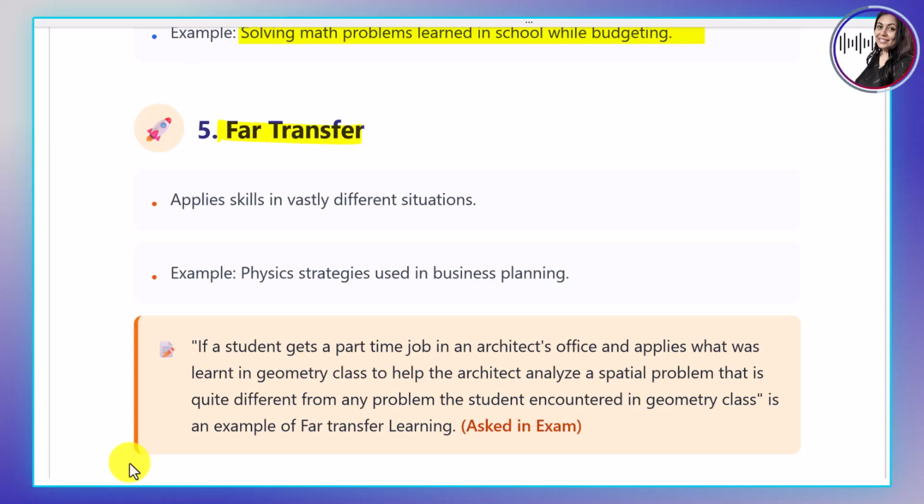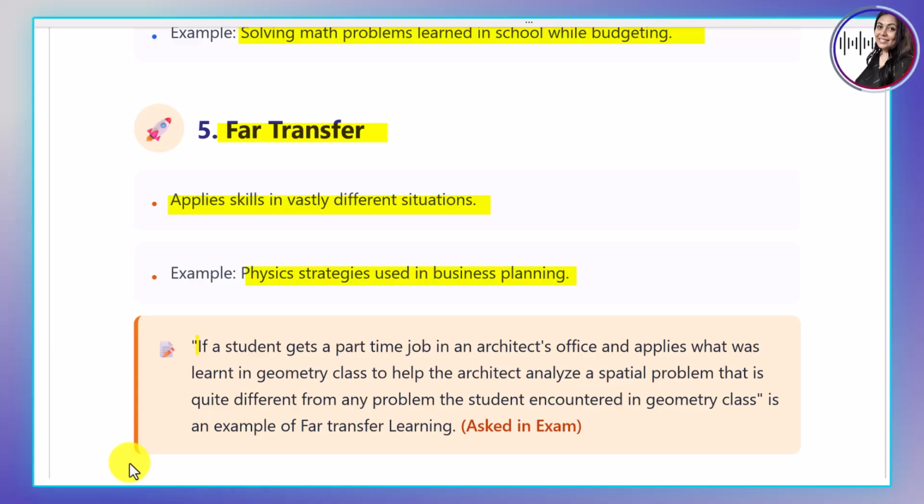In comparison, far transfer of learning involves applying knowledge or skills to significantly different situations. This type of transfer requires deeper understanding and abstraction of principles. For example, strategies learned in physics being applied to business planning illustrate far transfer.